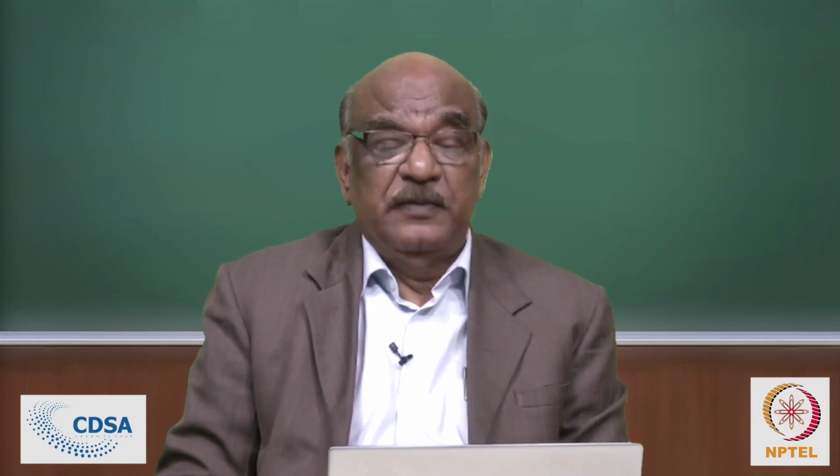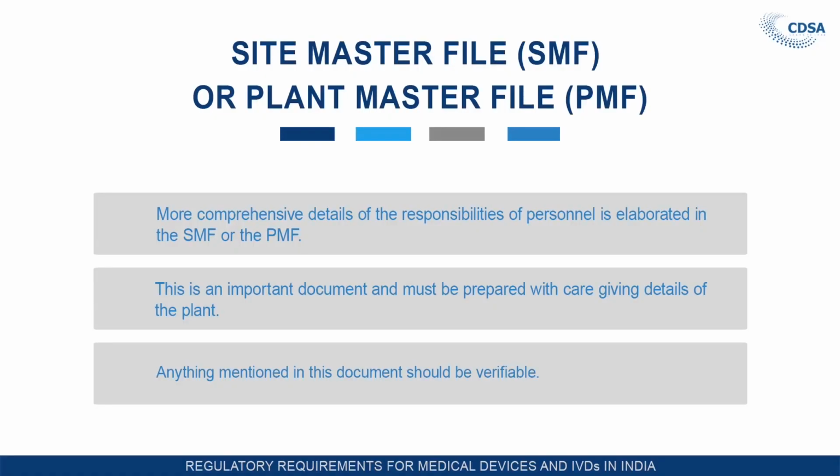Let's go to the site master file or plant master file, where it mentions personnel. More comprehensive details of the responsibilities of personnel are elaborated in the site master file or plant master file. This is an important document and should be prepared with care, giving details of the plant. Anything mentioned in the document should be verifiable. That means anything you place in the plant master file or site master file, you should be able to explain that in reality in the plant where it exists.